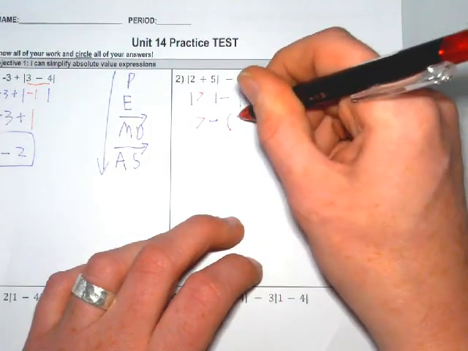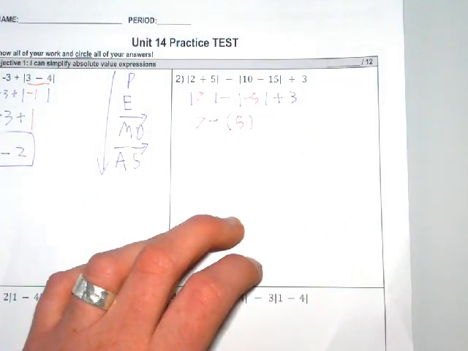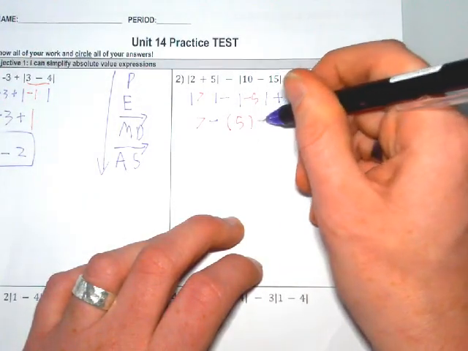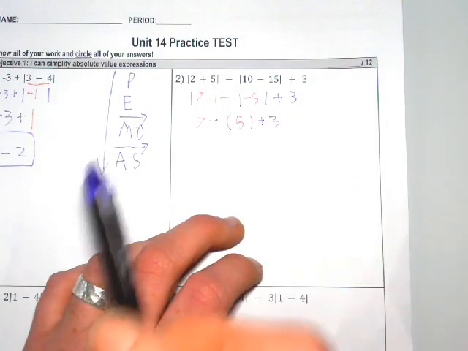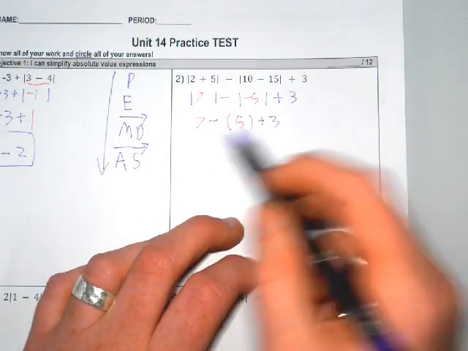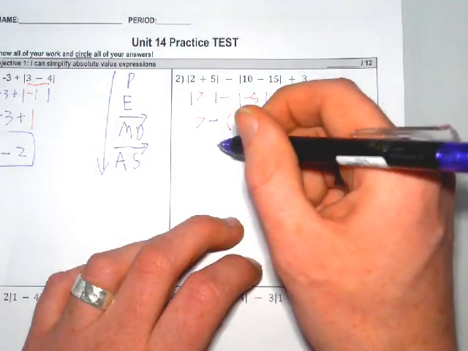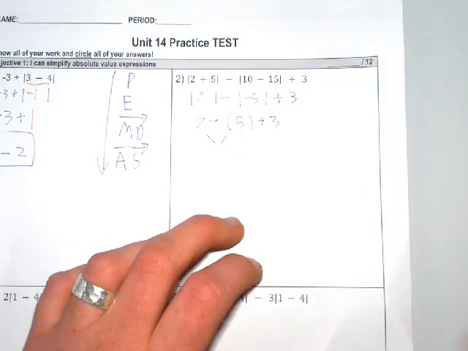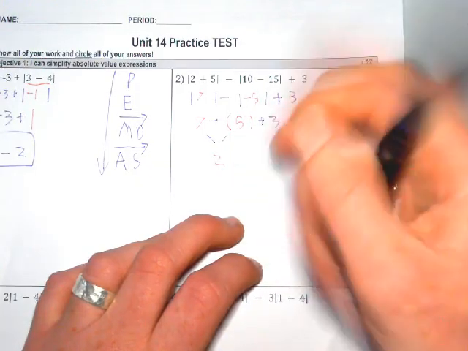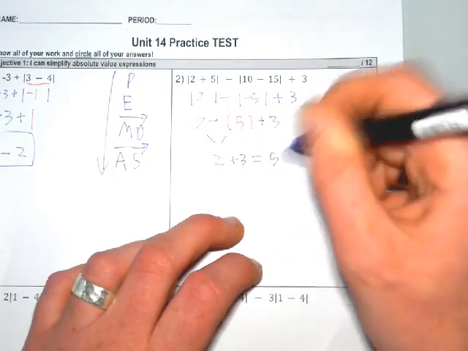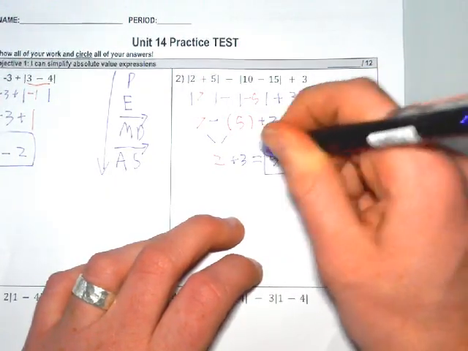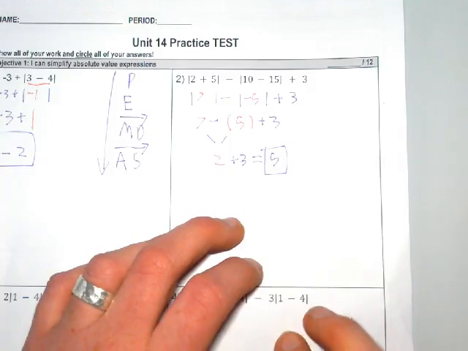So now we have 7 minus 5, and we have not changed plus 3, so that just drops down without changing. For addition and subtraction, we need to just go left to right. So we do 7 minus 5 first. That is going to give you a 2. We are left with 2 plus 3, which hopefully we can all do, to get an answer of 5. So that is how you simplify the expression for problem number 2.